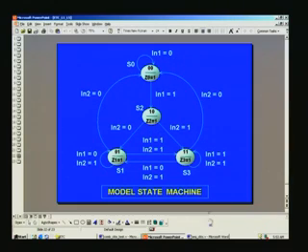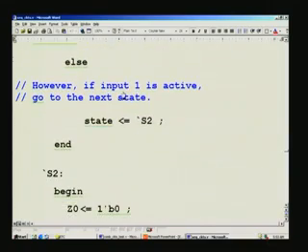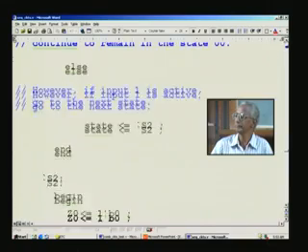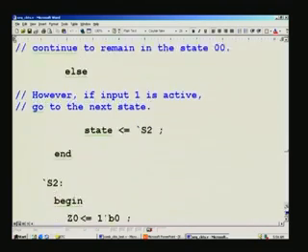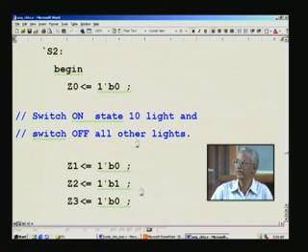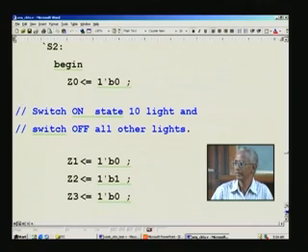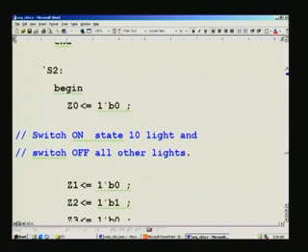If in is 1, it has to go to S2 state, that is what is happening here. So, we compared in 1, if it is 0, you stay, if it is not 0, then only it will go to this statement, that is what we want. If input is active, then go to state S2, and in this case Z2 must be set, all others reset, and we are in S2 state.